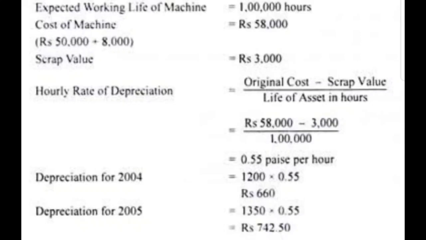Depreciation in 2004. Let's say the machinery worked 1200 hours in year 1. Then 1200 into 0.55 is equal to 660 rupees in year 1. Then in year 2005, 1350 into 0.55 per hour depreciation. Then we will get the depreciation in year 2005, 742.50 rupees.